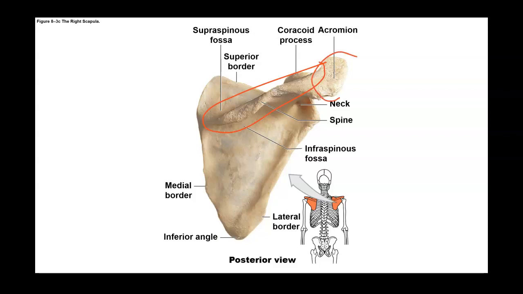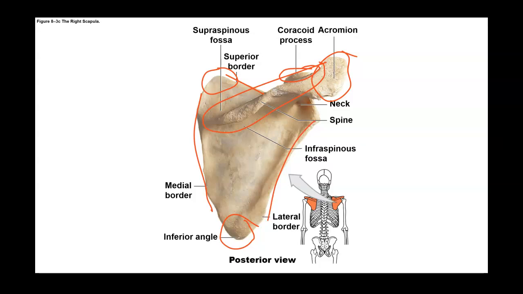You have that acromion process coming out again. You can kind of see a little bit of the coracoid process coming out, but it's not very visible from the back region. You see that superior border again. You got your superior angle. You got your medial border. Remember, that's going towards the vertebrae or towards the spinal column. You've got the inferior angle. You've got the lateral border that's going towards the arm.